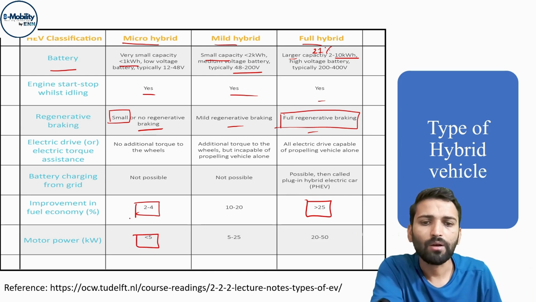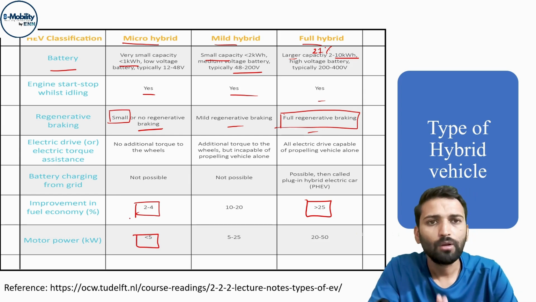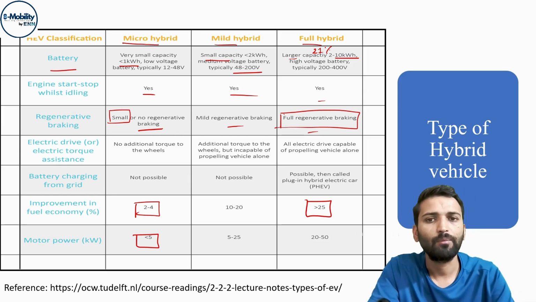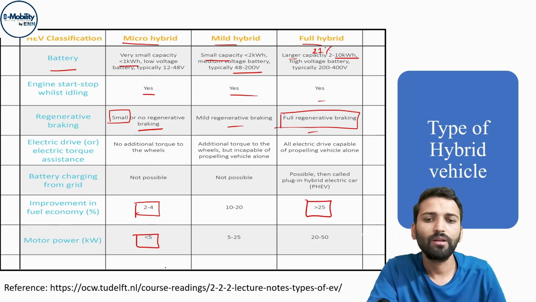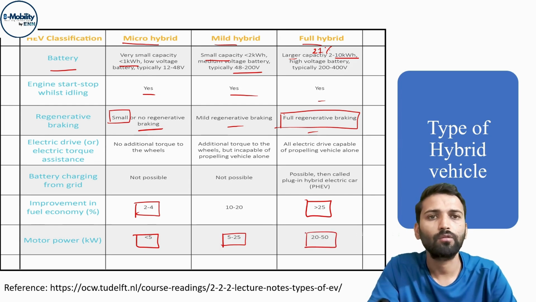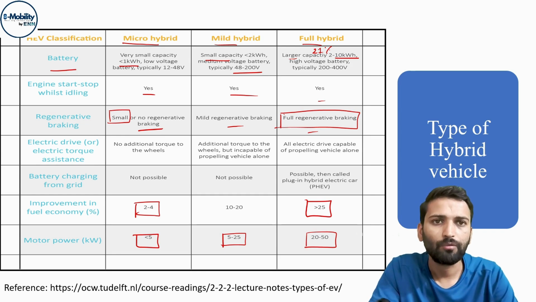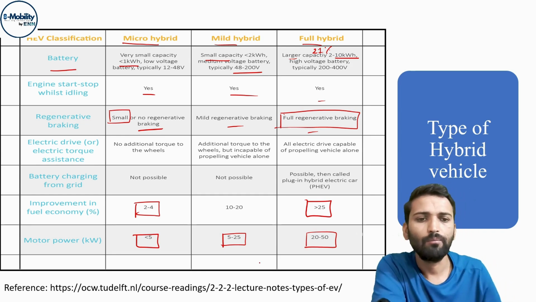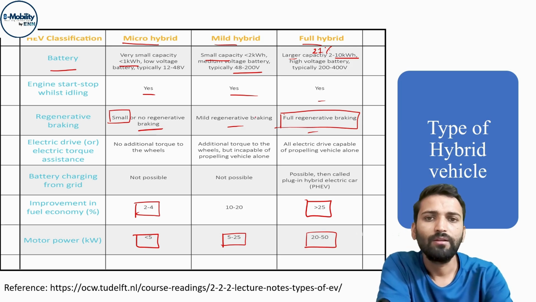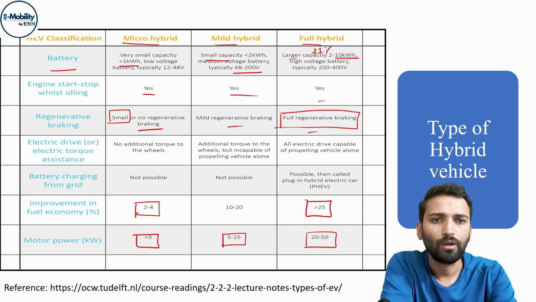So what is the power rating of the motor? Motor power rating depends on the battery size. If the battery size is small, we will be using a 5 kilowatt motor, and if the battery size is bigger, like in the case of full hybrid, we can use up to 50 kilowatt of motor rating. So this is the difference between micro, mild and full hybrid.